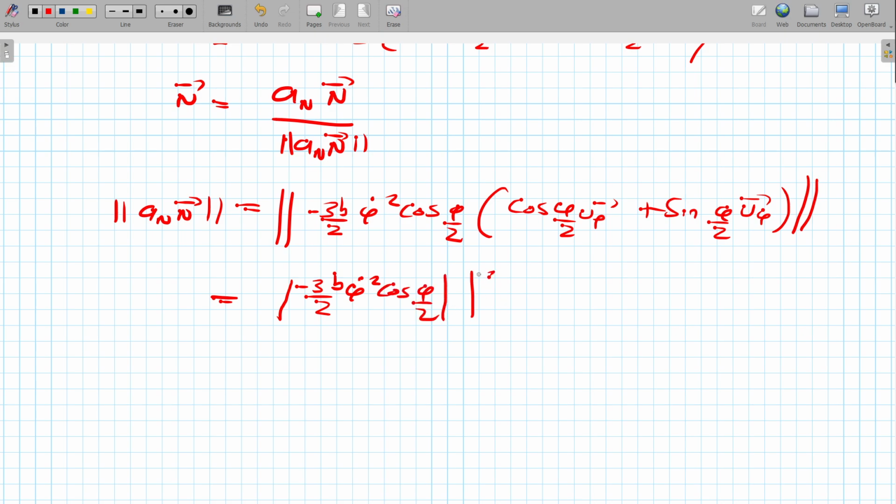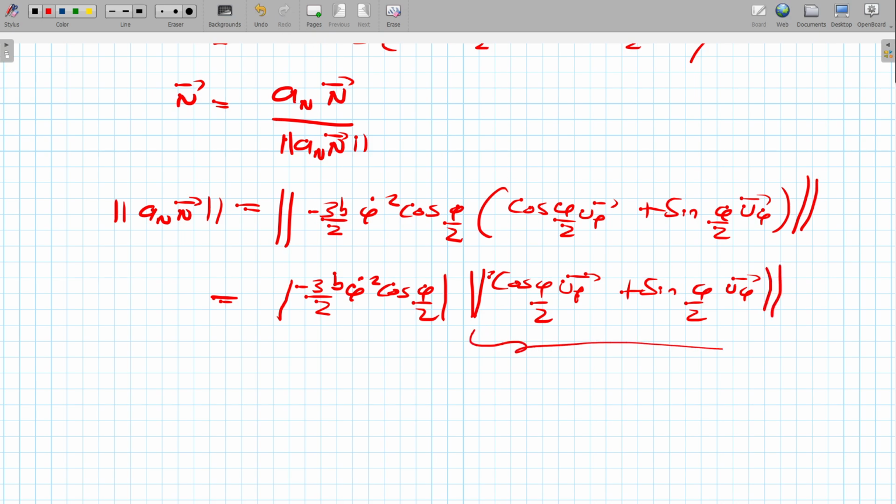And then here we still have the norm of cosine phi divided by 2 u_r plus sine phi divided by 2 u_phi, like so. Here it should be clear to you that when you take the norm of this item, you should be able to get 1. And remember, I said you split the norm. So it will be the norm of this constant and the norm of this vector that we are seeing here.